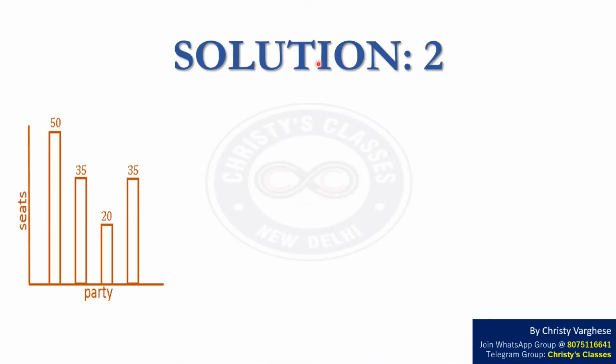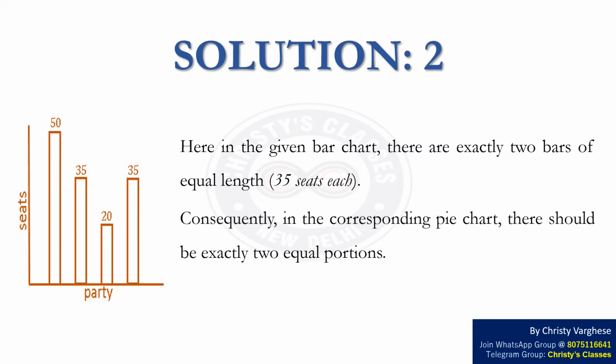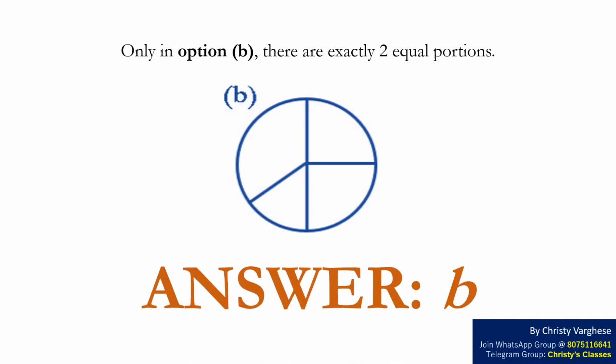Next, let us consider a quick solution. Here, in the given bar chart, there are exactly 2 bars of equal length. Consequently, in the corresponding pie chart, there should be exactly 2 equal portions. Only in option B, there are exactly 2 equal portions. Hence, option B is the right answer.